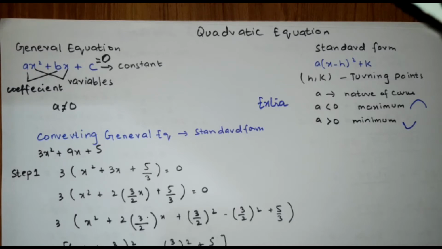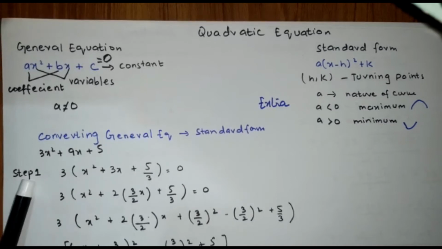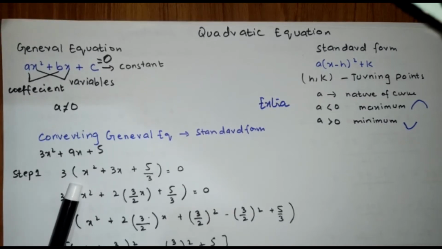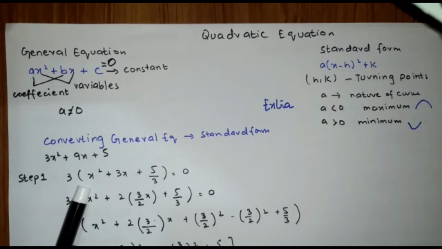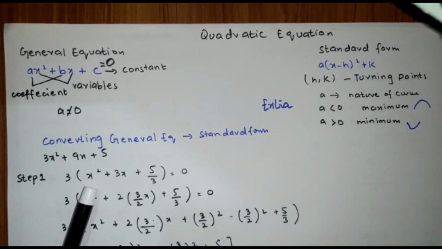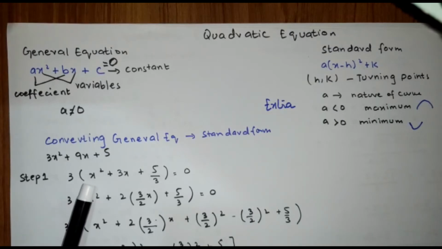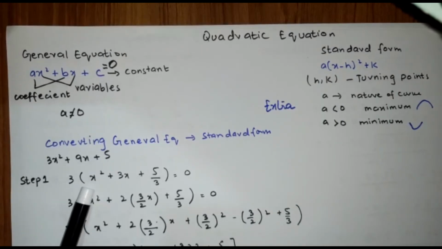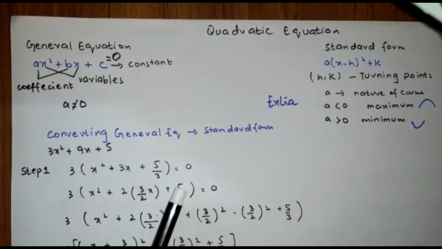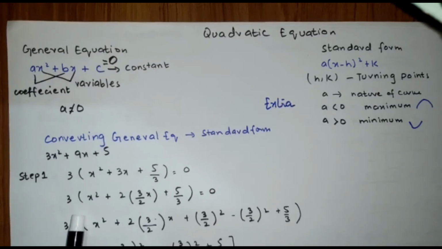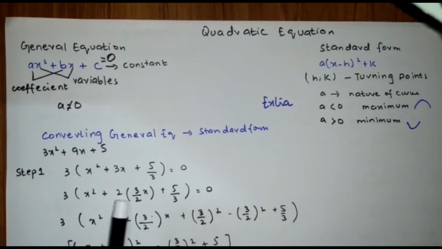Now we must learn how to convert a general equation into its standard form. So here we go with the first example, that is 3x² + 9x + 5. In the first step, we have to make the variable independent, that is by taking the coefficient common. So we must take 3 common here. Now our equation becomes 3(x² + 3x + 5/3) = 0. In the second step, we will deal with the middle term only, by taking 2 common out of the middle term. So here you go with the second step, that is 3(x² + 2·(3/2)x + 5/3).